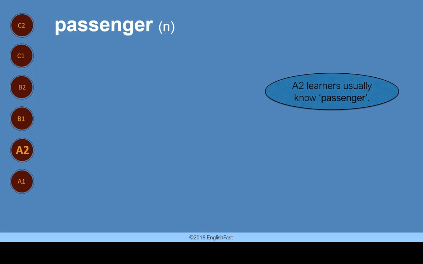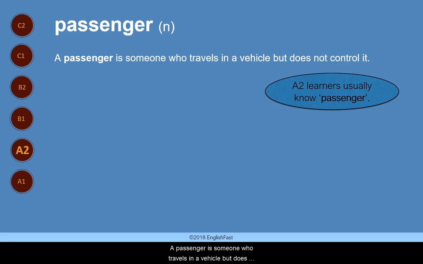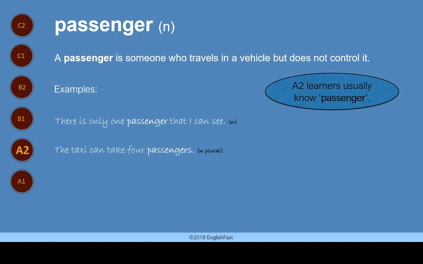Passenger. Passenger is a noun. A2 learners usually know passenger. A passenger is someone who travels in a vehicle but does not control it. Here are some examples. There is only one passenger that I can see. The taxi can take 4 passengers. There are many passengers on the train.